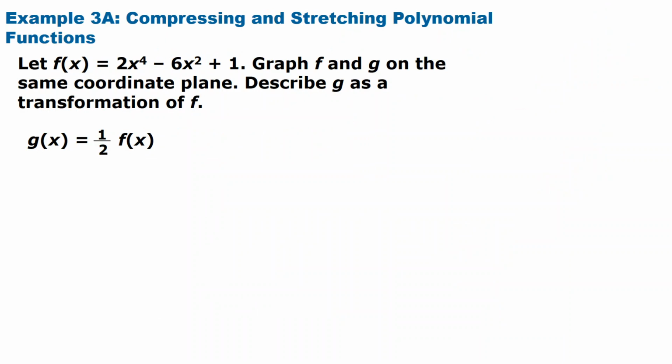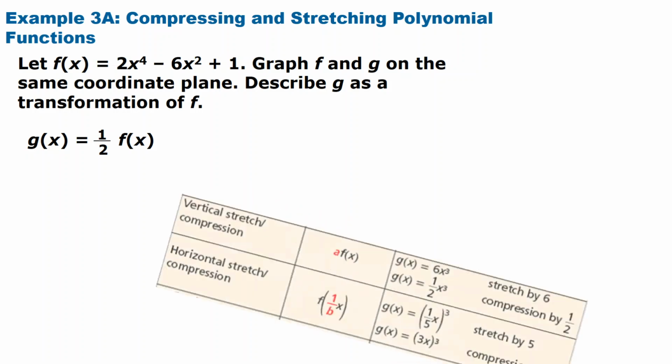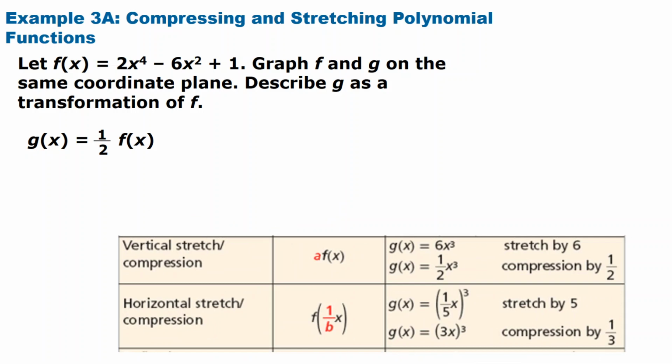Okay, so now we're going to start working on compressing and stretching polynomial functions. The problem says let f of x equals 2x to the fourth minus 6x squared plus 1, and we're supposed to graph f and g on the same coordinate plane. Then we have to describe g as a transformation of f. Let's start out with our handy little chart here.